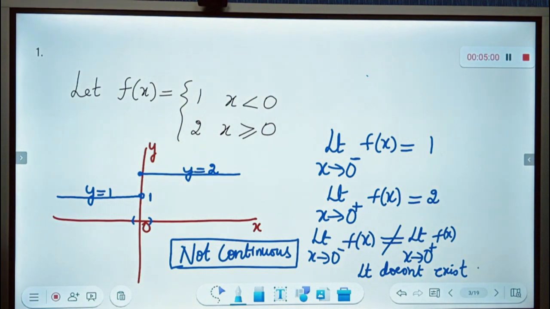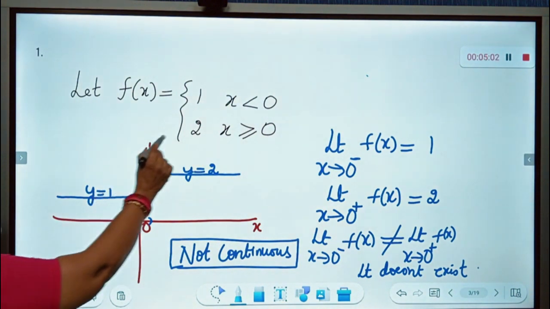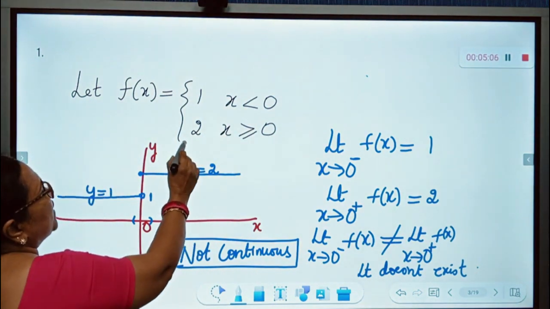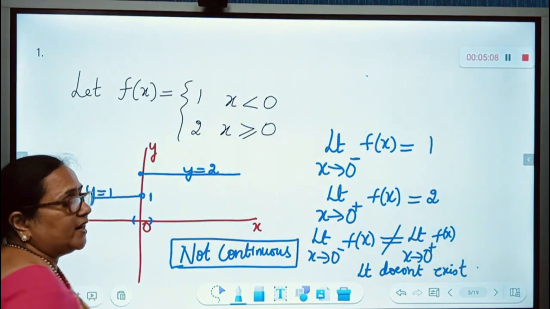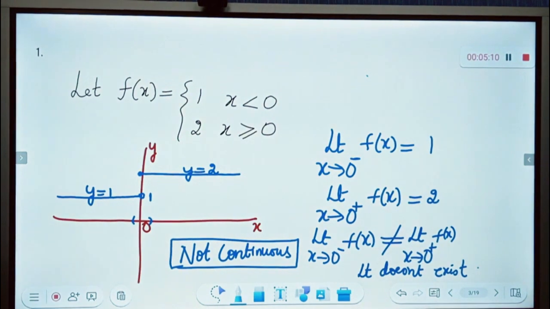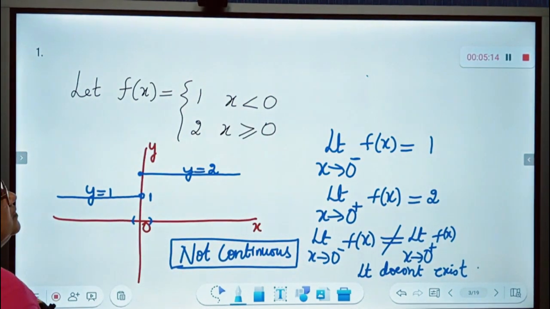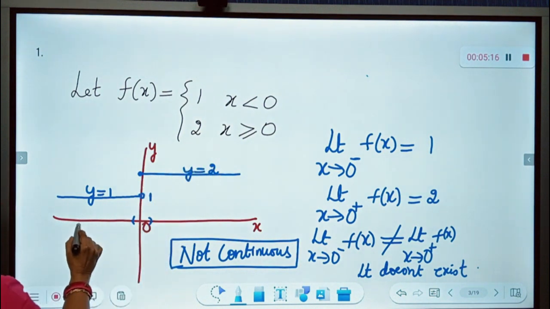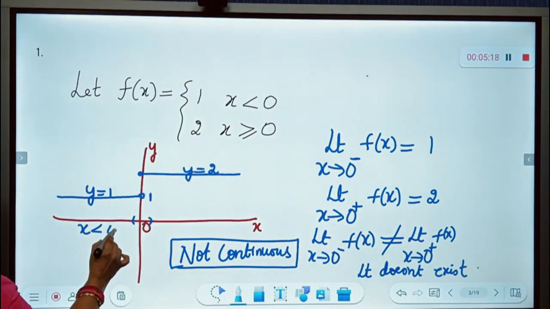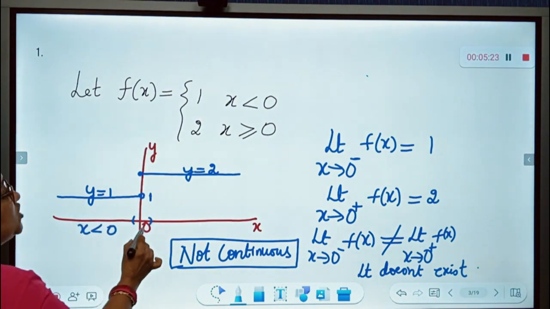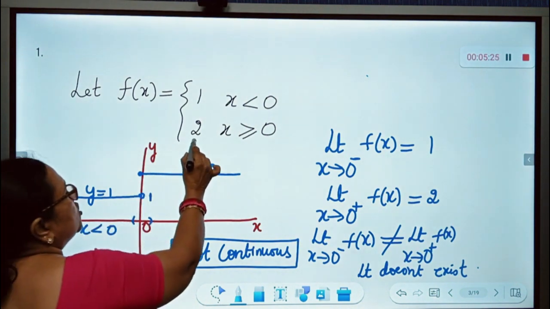Now look at this graph. f(x) equals 1 when x is less than 0, and f(x) is 2 when x is greater than or equal to 0. This is my x axis and this is my y axis. x less than 0 is given by this portion. What is the value of y? y is 1. At x equal to 0, it is 2.